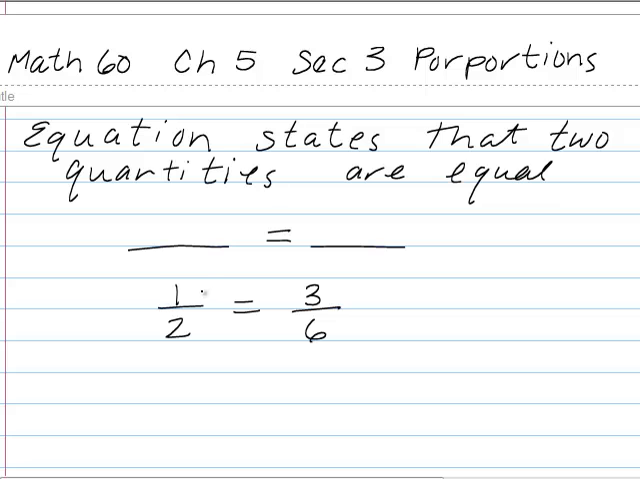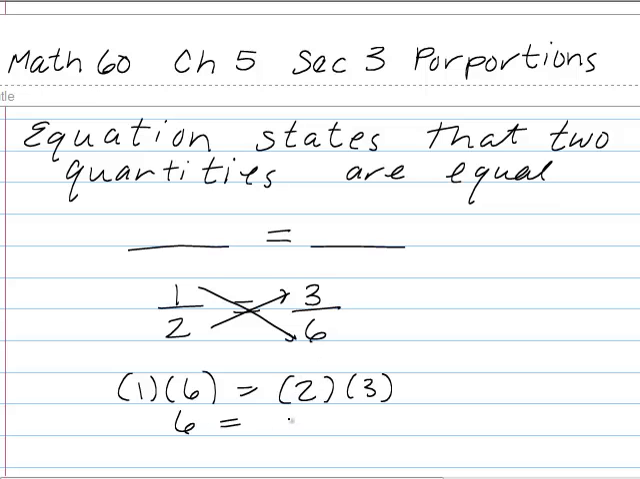Well, we also can see that if we multiply this numerator by this denominator, this is called the cross product, then we get 1 times 6, and that has to equal this denominator times that numerator, or 2 times 3, and in this case 6 does in fact equal 6, and that's how we know if these are equivalent. We find the cross product. So the cross product helps us know whether or not these two are equivalent fractions, and we saw that back in chapter 2.